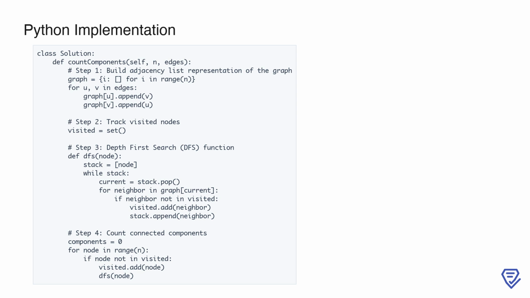Next, we create a set called visited to keep track of nodes we have already processed. Following this, we define a depth-first search, or DFS, function that takes a node as input. Using a stack, it explores all connected nodes, marking each one as visited and adding its unvisited neighbors to the stack to continue the traversal. This DFS function ensures that we can traverse an entire connected component starting from a single node.